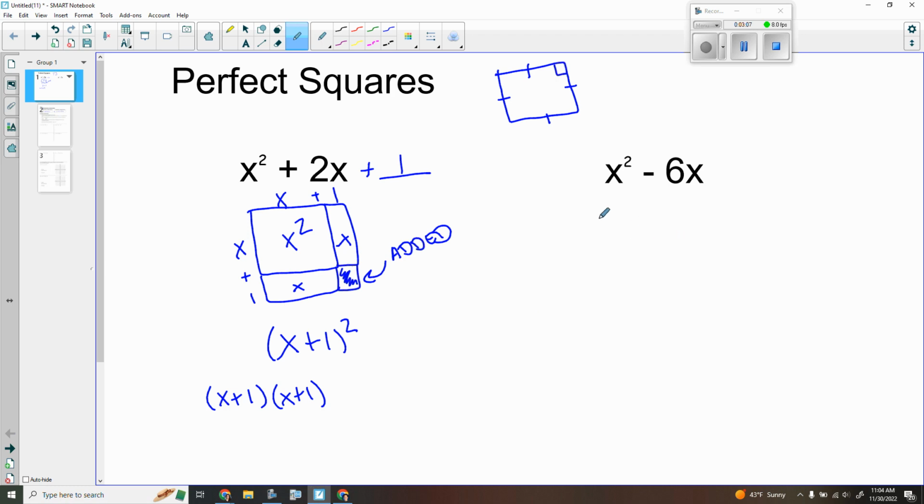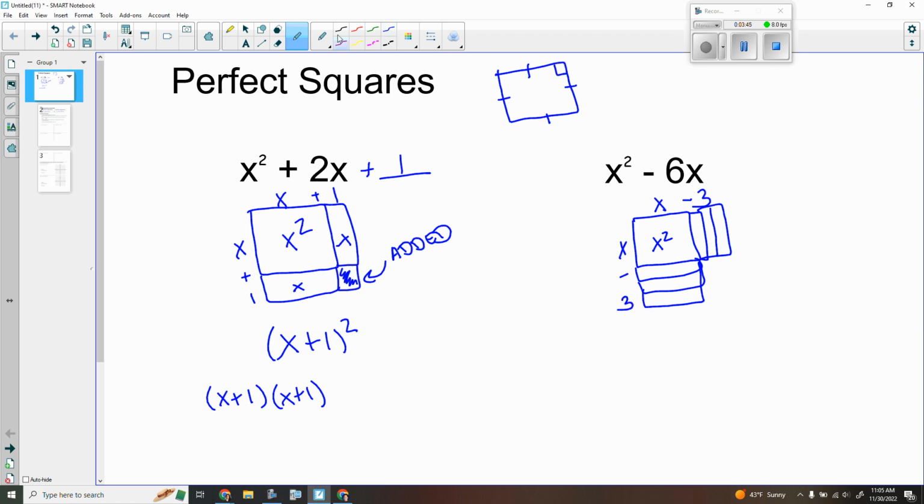Taking that same idea here with x squared minus 6x, here's my x squared tile. In order to get my x's to be even on the side here and down below, I need to have 3 of these on the side here and 3 down here. So I basically took that 6x and split it in half. And so this is x minus 3 and x minus 3.